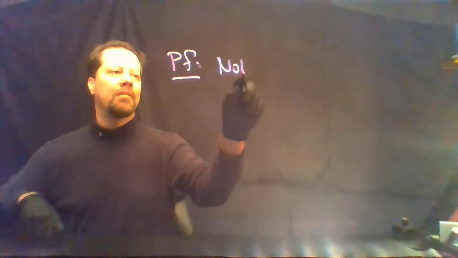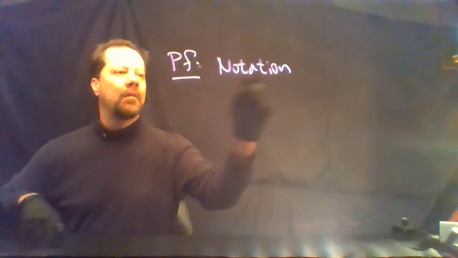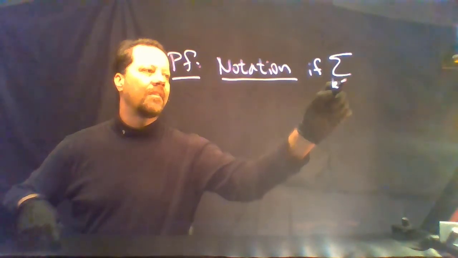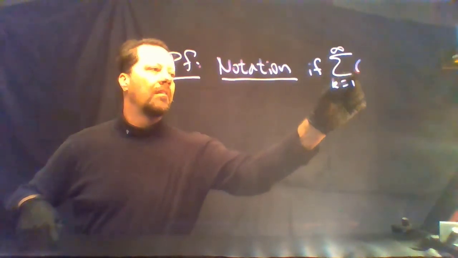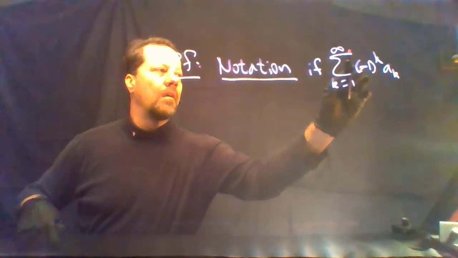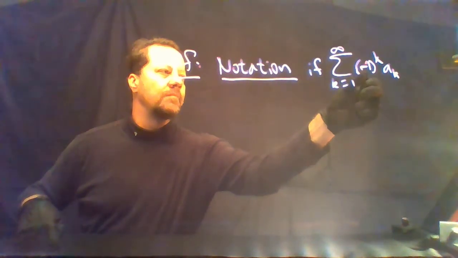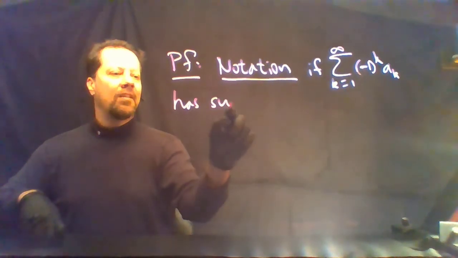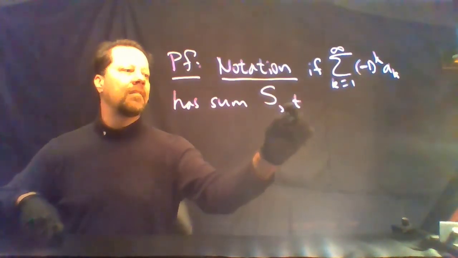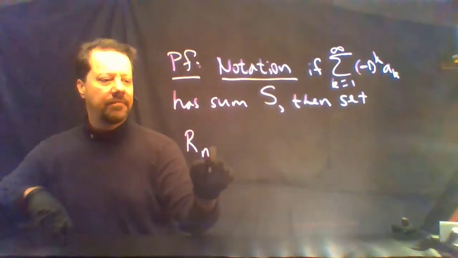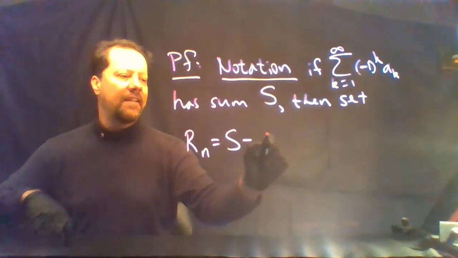I'm going to begin the proof by defining some notation. If we have an alternating series that has some sum s, we'll set the remainder to be s minus that nth partial sum.